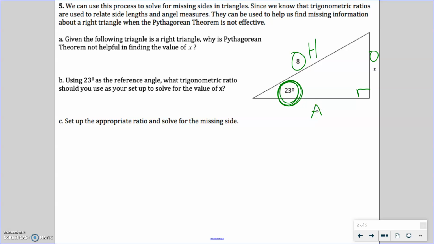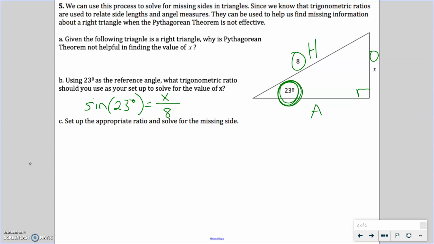A is the adjacent side. So I want to use O and H, so I'm thinking I want to use sine of 23 degrees is equal to O, which in this case is x, over H, which in this case is 8. So now, at letter C, we've already set it up, solve for that missing side.